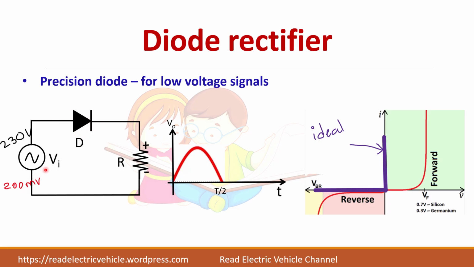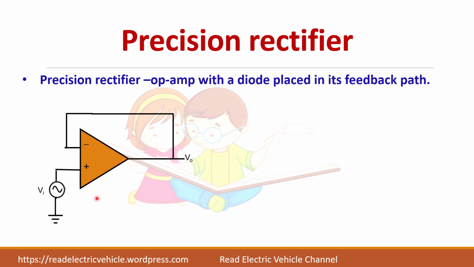So in such cases, I have to use a precision diode whose cut-in potential will be very less, or nearly equal to an ideal diode. So precision diodes are preferred for low voltage signals. Let us see how we can use an op amp to reduce the cut-in potential of the diode.